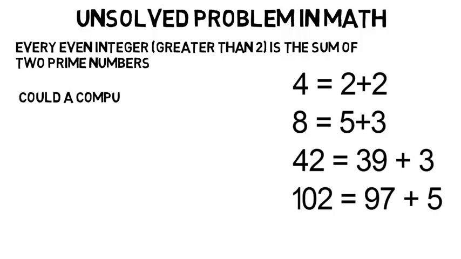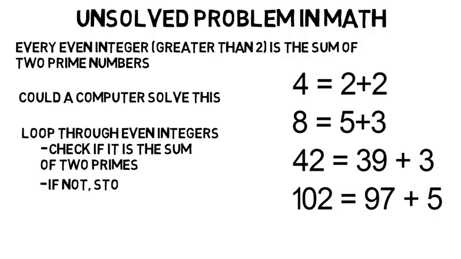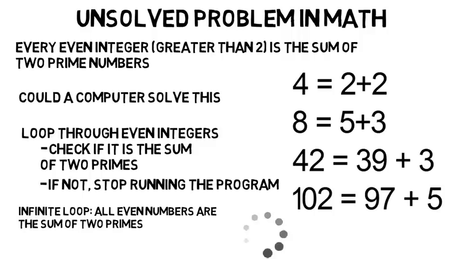Well, could a computer solve this for us? If one could detect an infinite loop, then it would be easy. We'd write a program that looped through the even integers and checked whether each is a sum of two primes. If it finds one that isn't true, then it stops running. Otherwise, it would run forever, and if the computer could detect an infinite loop, we'd just have it say yes, there's an infinite loop, so all even numbers are the sum of two primes, there will be no exceptions. But this method won't work for this problem because computers don't know if there's an infinite loop.